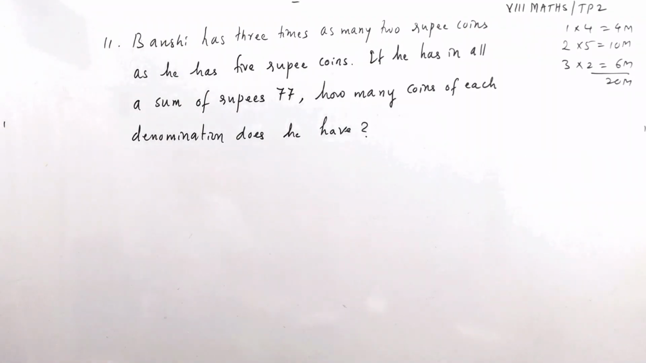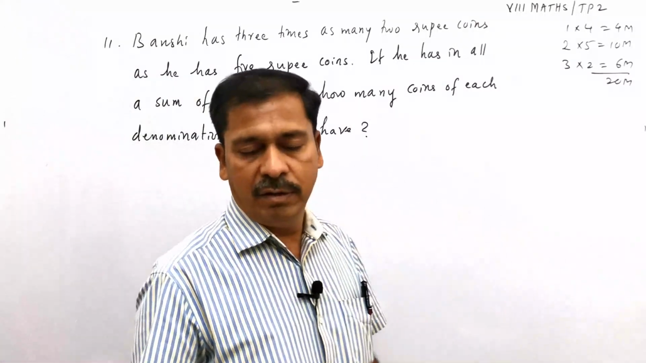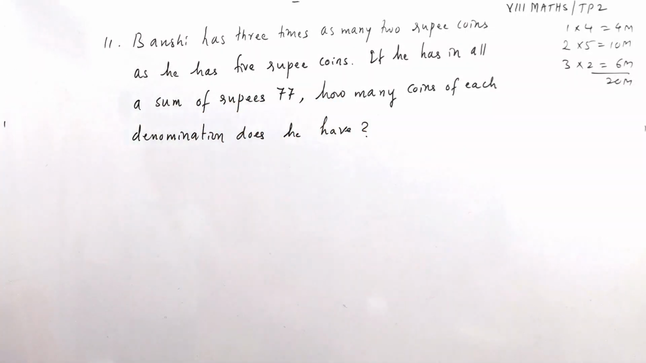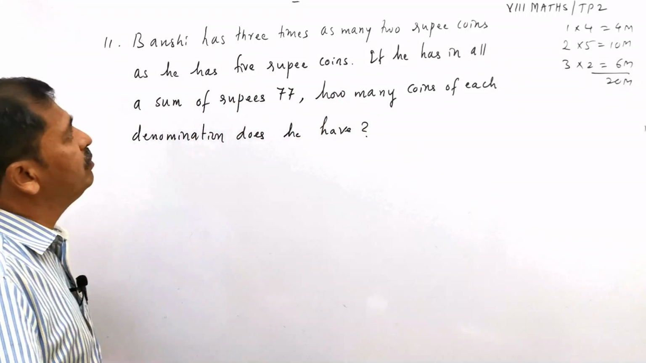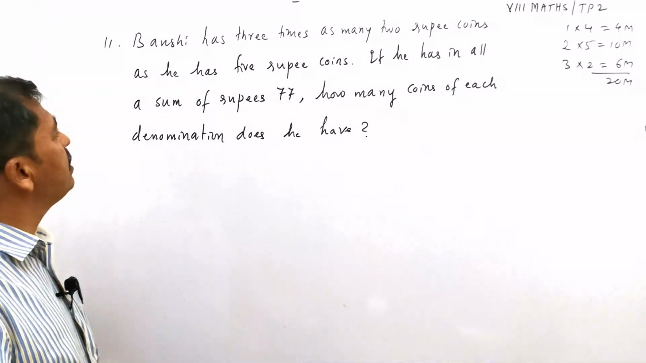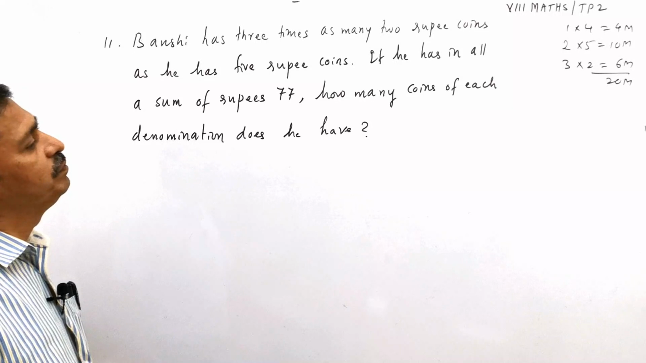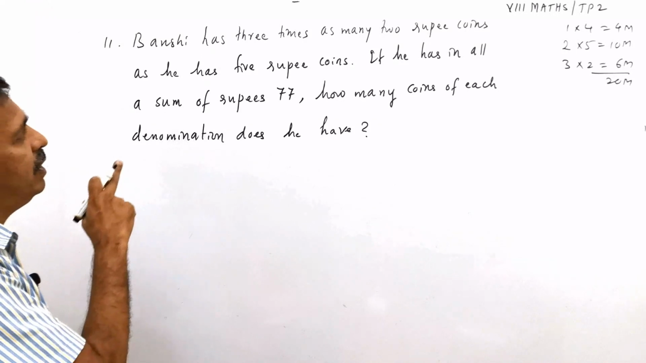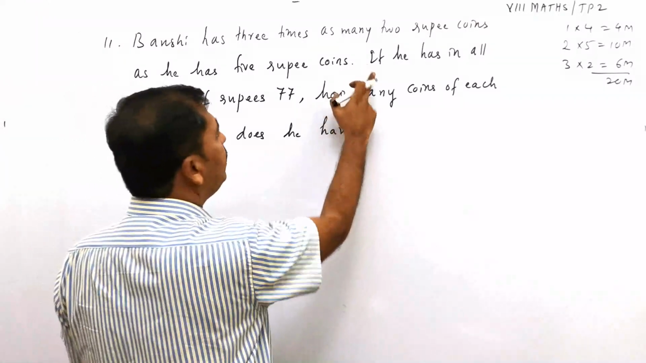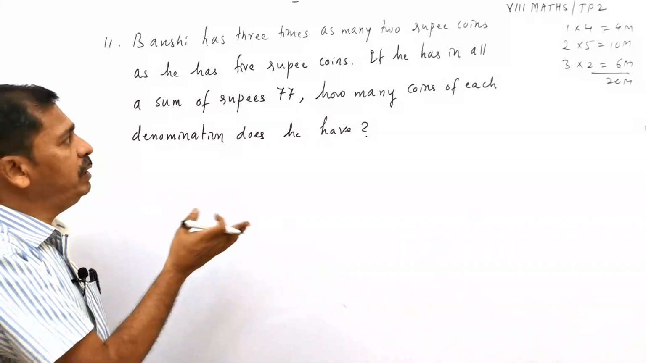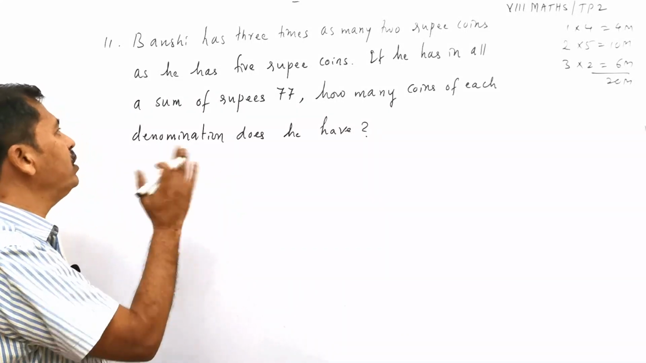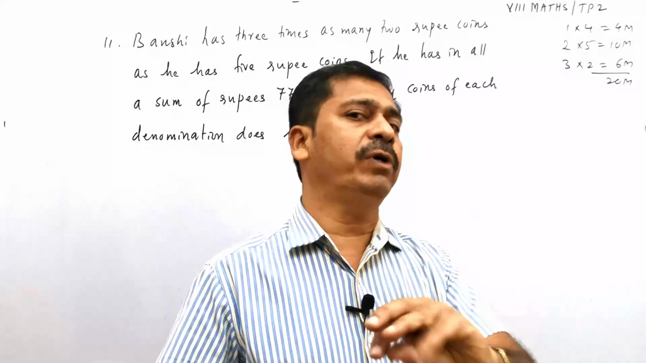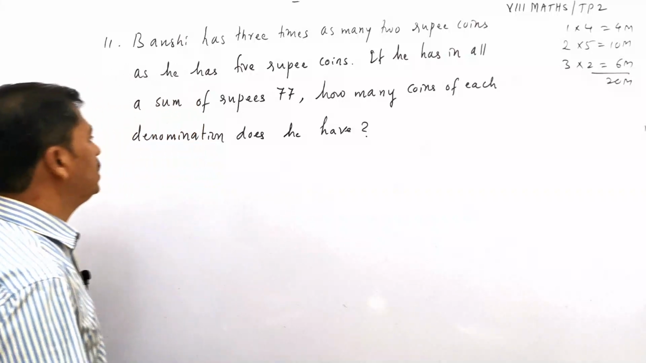See students, one more very interesting and simple application problem is here. Let us have a look at the problem. Bansi has 3 times as many 2 rupee coins as he has 5 rupee coins. If he has in all a sum of rupees 77, total money with him is 77, how many coins of each denomination does he have? How many 2 rupee coins and how many 5 rupee coins, that you have to find.